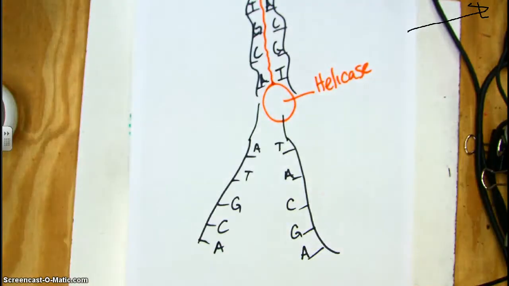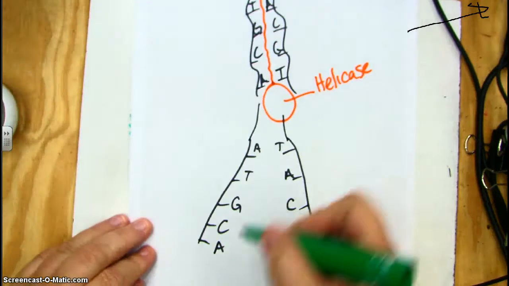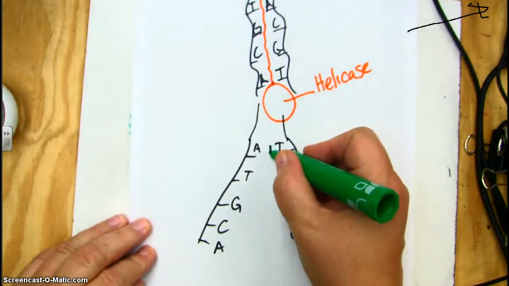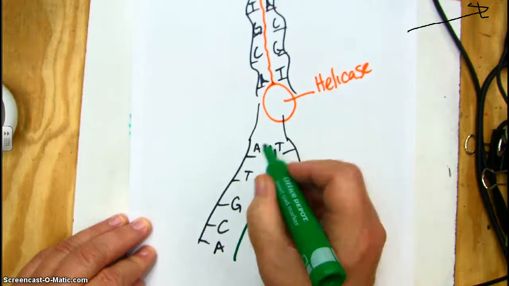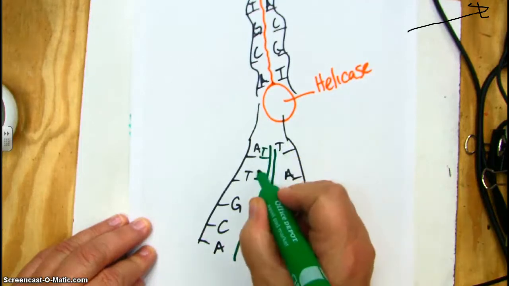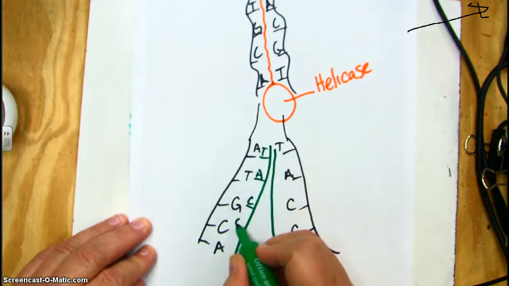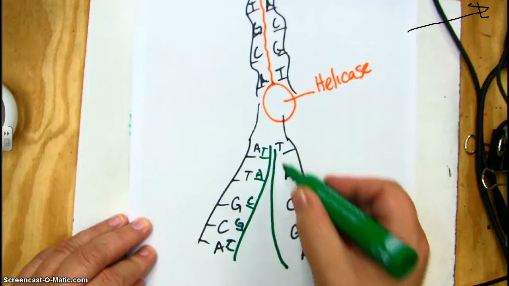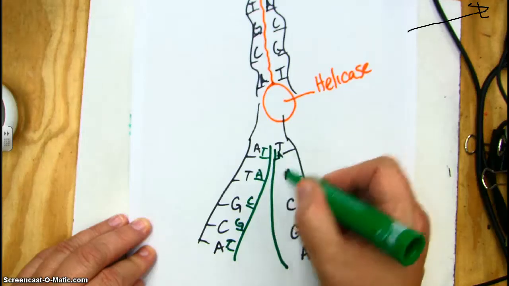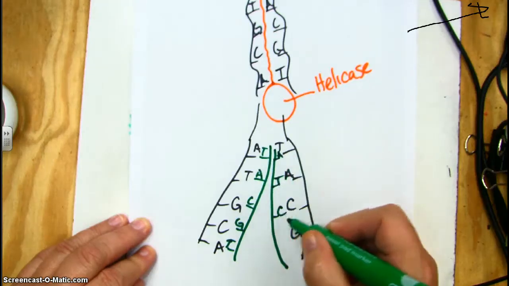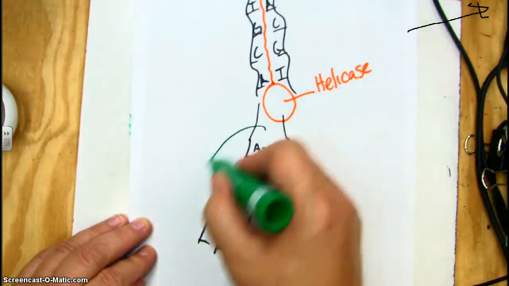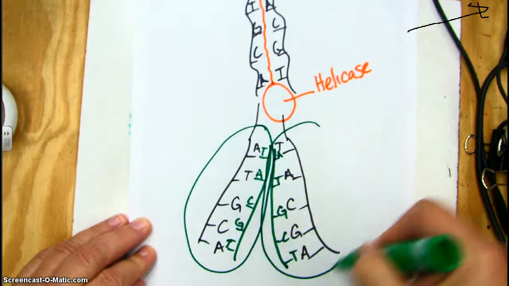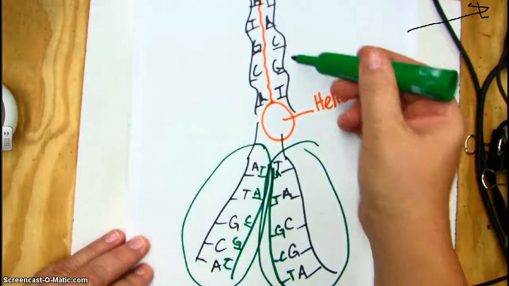And then DNA polymerase has to come in. And DNA polymerase comes in and makes a second strand on each of those. Okay? So then it'll make the complement here. And the complement here. Sorry, I'm squishing it in here. So now you have two brand new strands of DNA from the parent strand.